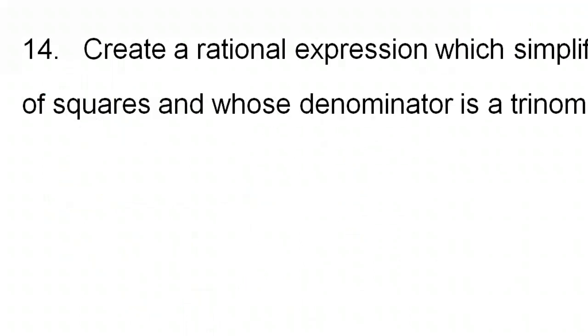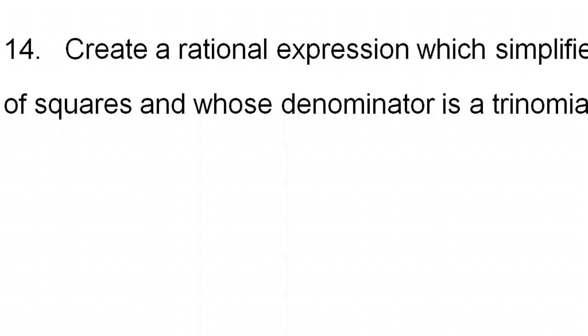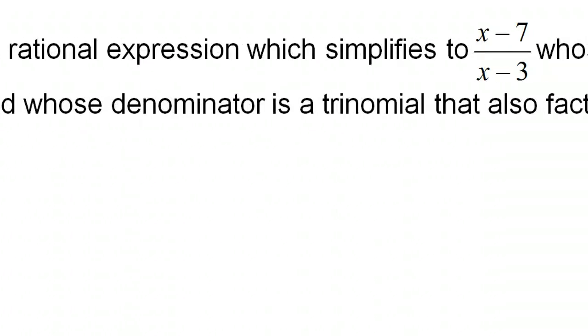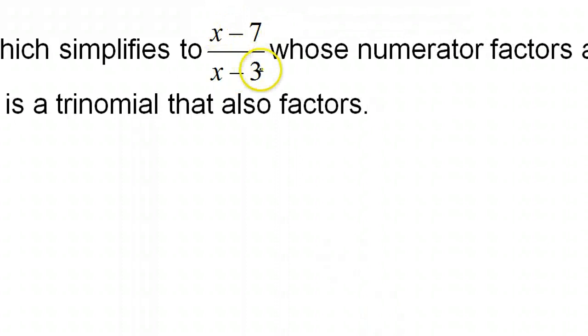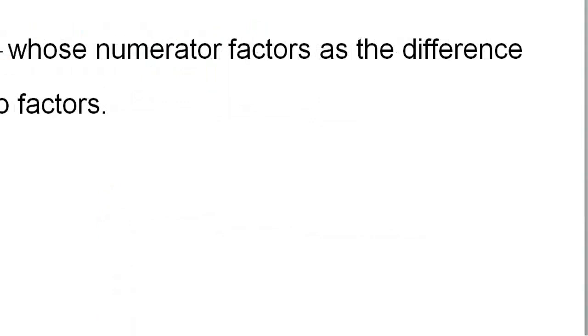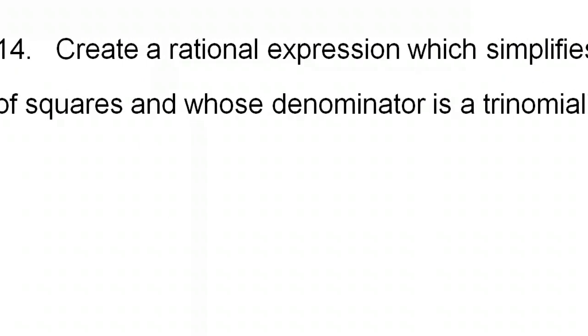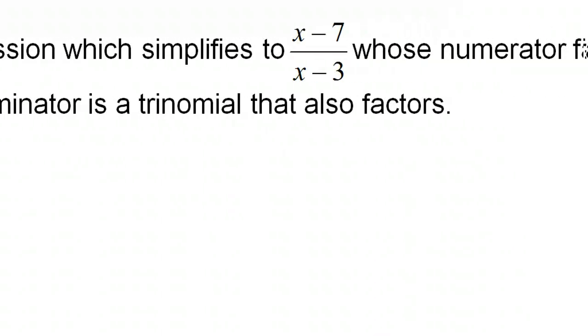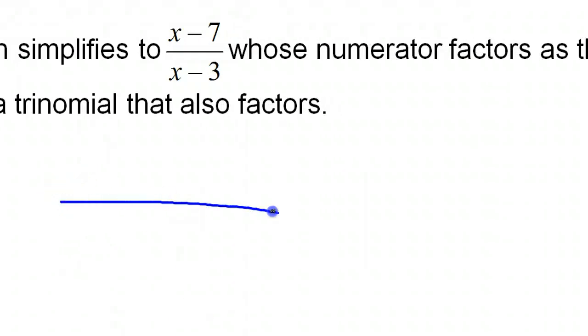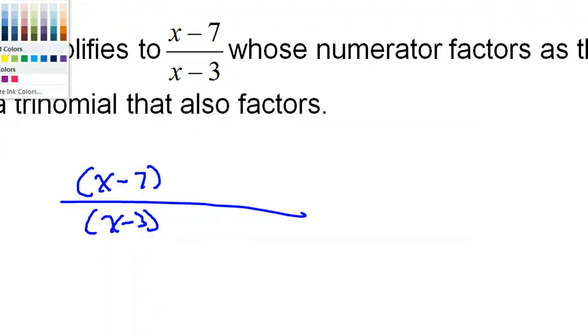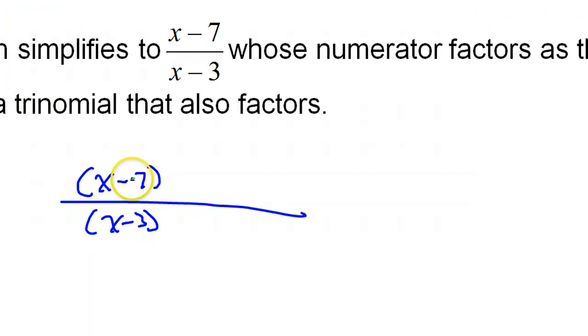All right, number 14 is one of those higher level thinking questions that we have to struggle with, like a puzzle. Create a rational expression which simplifies to this. Okay, so some stuff cancels out. The numerator factors as the difference of squares, and the denominator is a trinomial that also factors. Okay, so difference of squares. So it has to simplify to x minus 7 over x minus 3. Okay, if it's going to be the difference of squares, then it has to be like x minus 7, x plus 7. All right, that's how the difference of two squares factors.